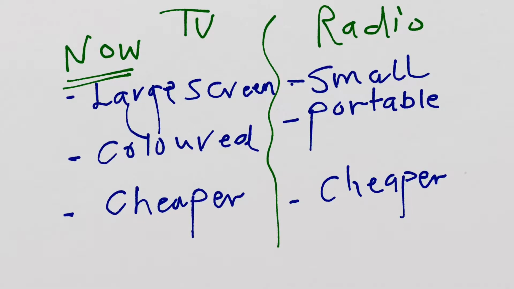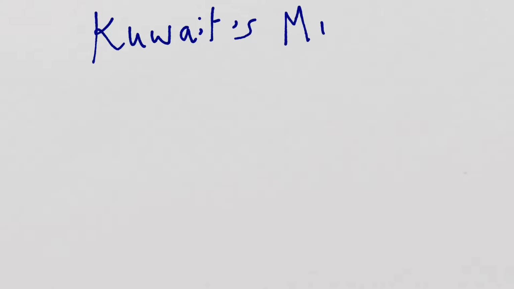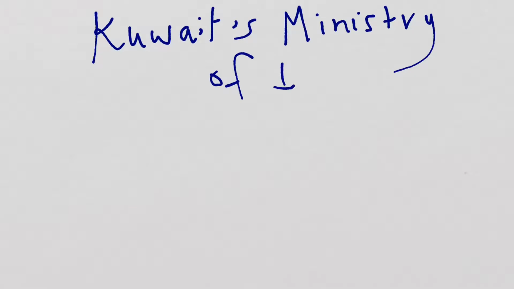As we discussed the difference between radio and TV in the past and now as means of broadcasting, I'll move to talk about another point, which is the most important point in our lesson. It's about Kuwait's Ministry of Information policy.